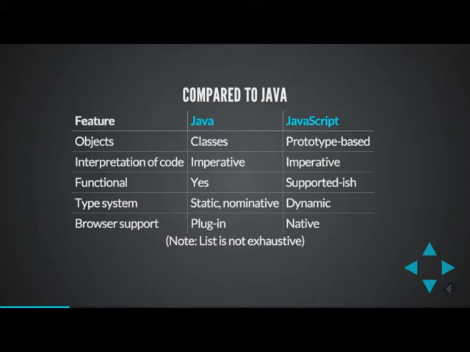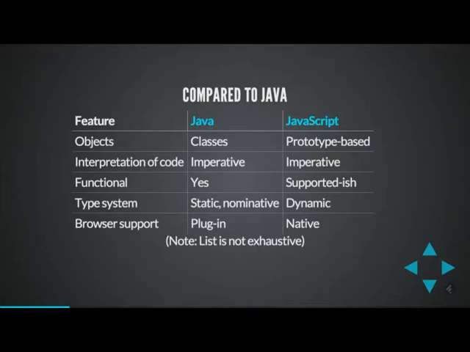How the interpretation of code is done is imperative, which means that you give instructions to the machine and it just reads through them and goes through them the way you have told it to. The other way of doing that is declarative, where you say, I want this, and it is up to the machine how to handle the logic of getting there. But in JavaScript, you have to tell everything to the browser or to the interpreter, that you do this in these kinds of situations.